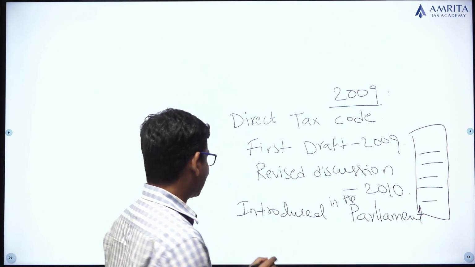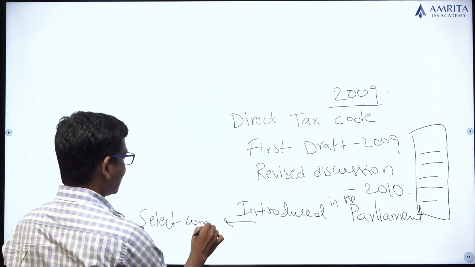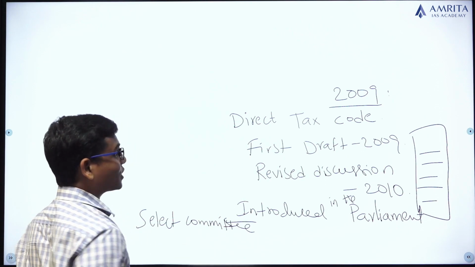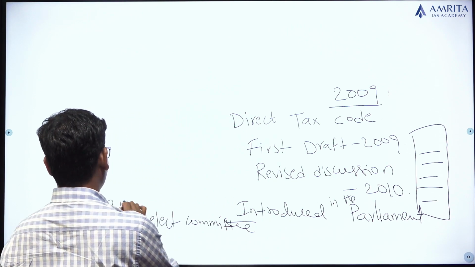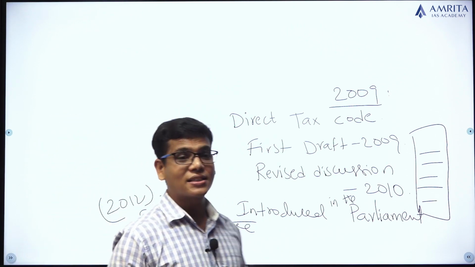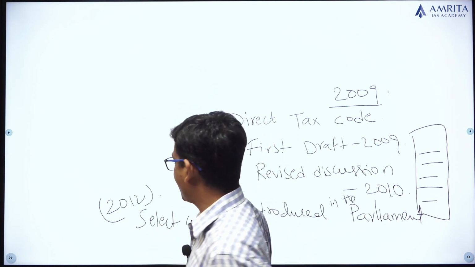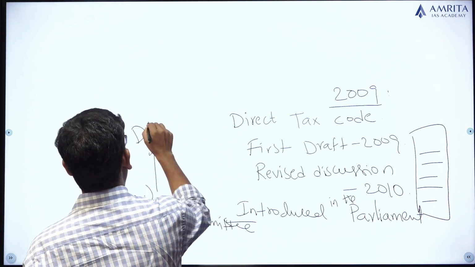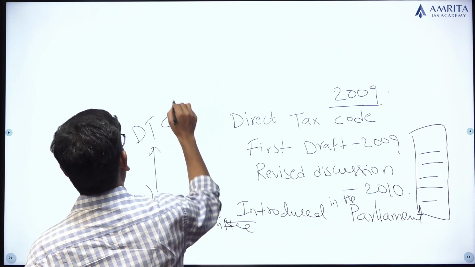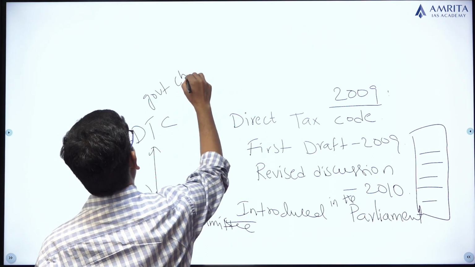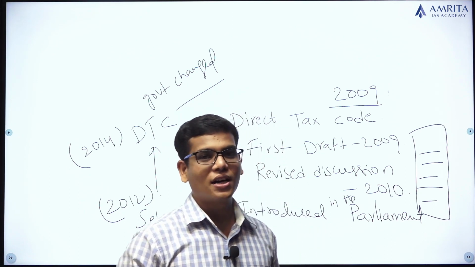And the parliament sent this to a parliamentary select committee. The select committee gave its report in the year 2012. Based on the recommendation of the select committee, we prepared a final direct tax code in the year 2014. By that time the government changed and the bill lapsed.